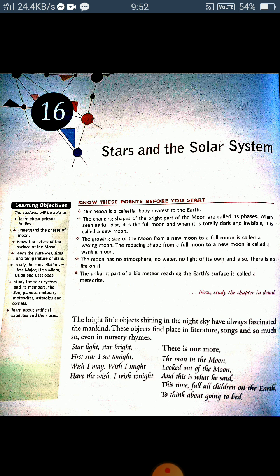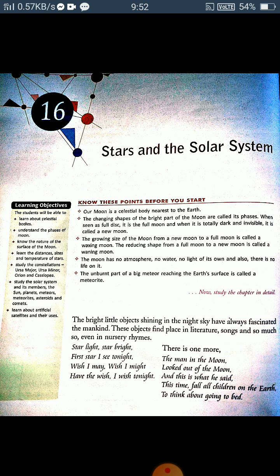Today we are going to discuss a new chapter, Stars and the Solar System, chapter number 16. In this chapter, you will be able to learn about the celestial bodies, the phases of the moon, the nature of the surface of the moon, and learn the distance, size and temperature of the stars, and the solar system and its members, which is very important, like the sun, planets, meteors, meteorites, asteroids and comets.